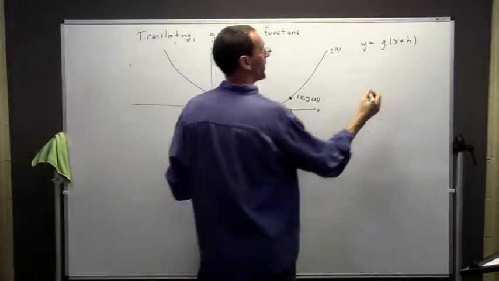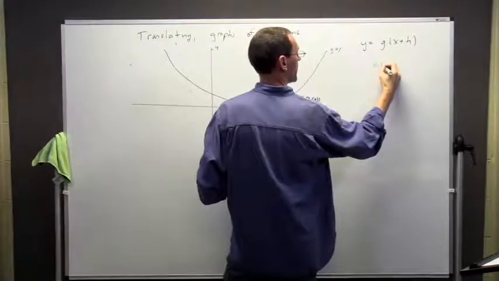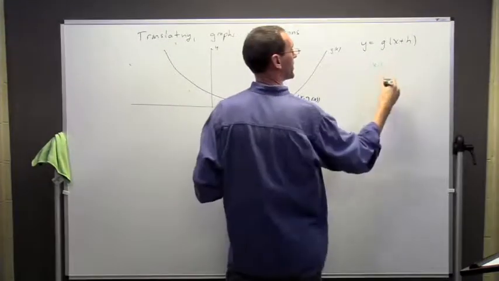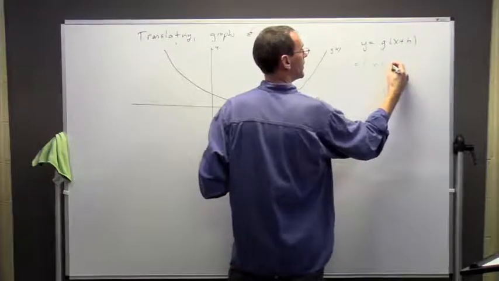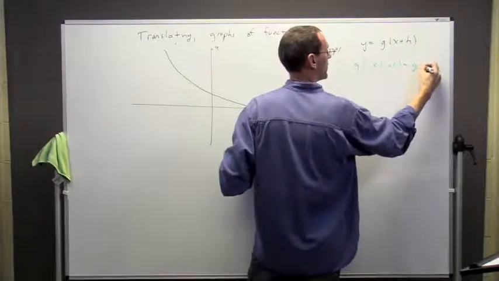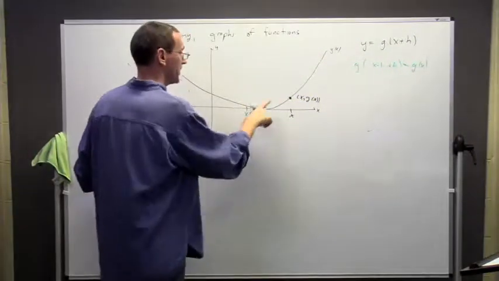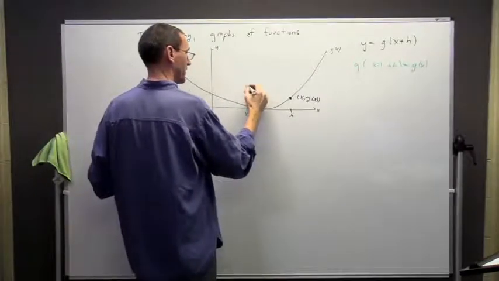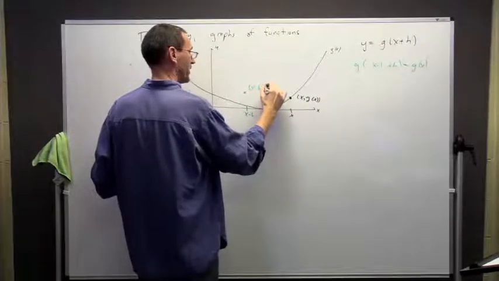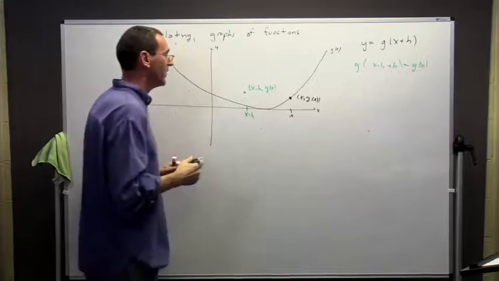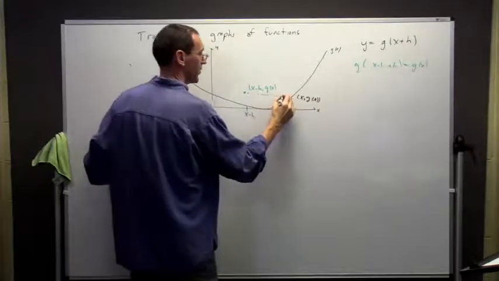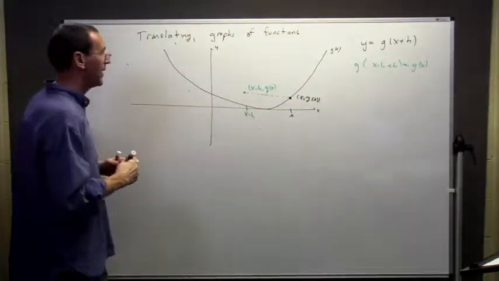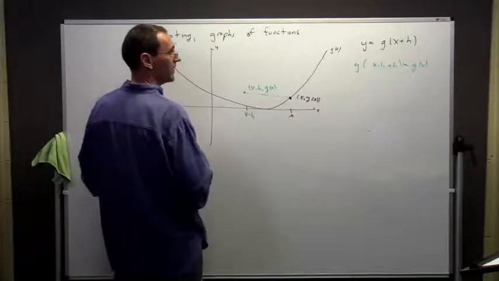And if I look at the point x minus h, so I plug that value for x in, the height is going to be the same as it is over here. So this is going to be the point x minus h, g of x. So this is no change in my y. And this is going to be true for any point over here.